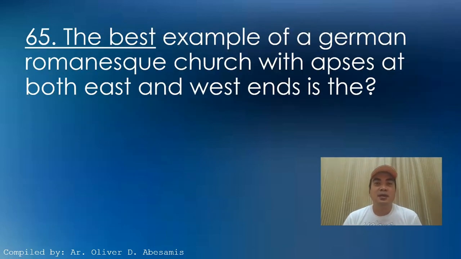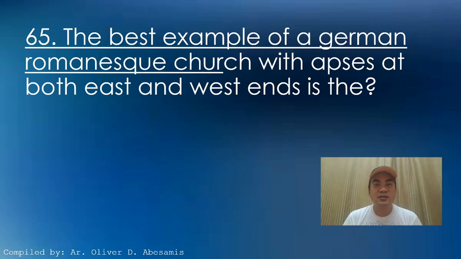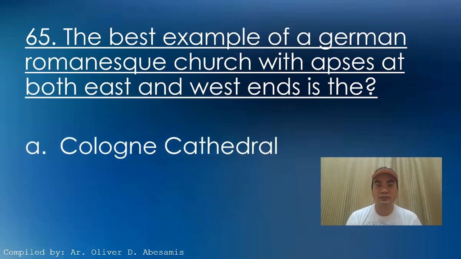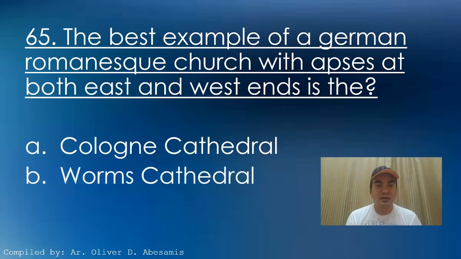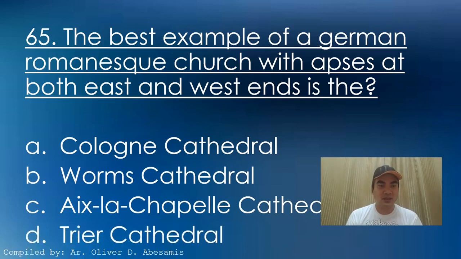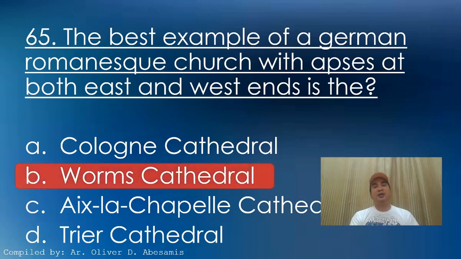65. The best example of a German Romanesque church with apses at both east and west end is the A. Cologne Cathedral. B. Worms Cathedral. C. Aachen Cathedral. D. Trier Cathedral. Answer. B. Worms Cathedral.